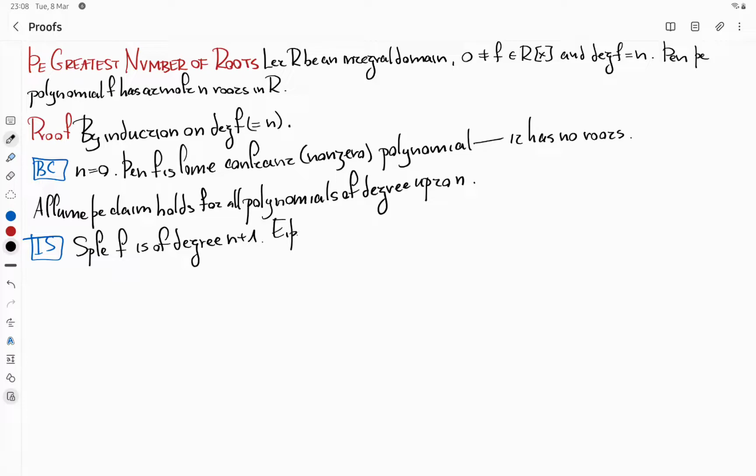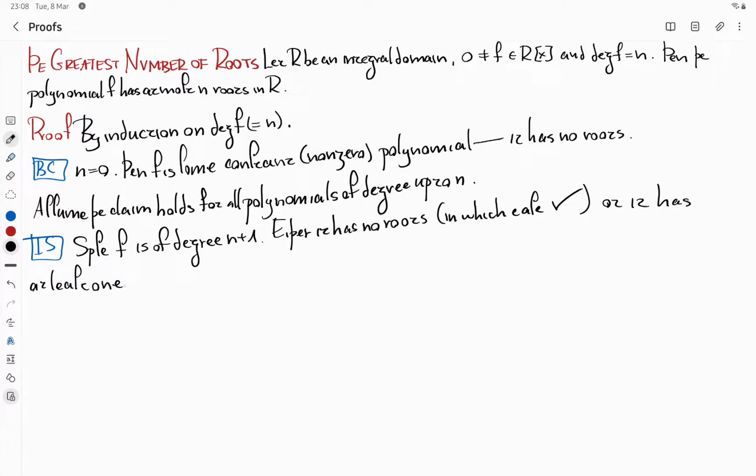Either it has no roots, in which case the claim holds, okay, or it has at least one root. Now, call this root a.